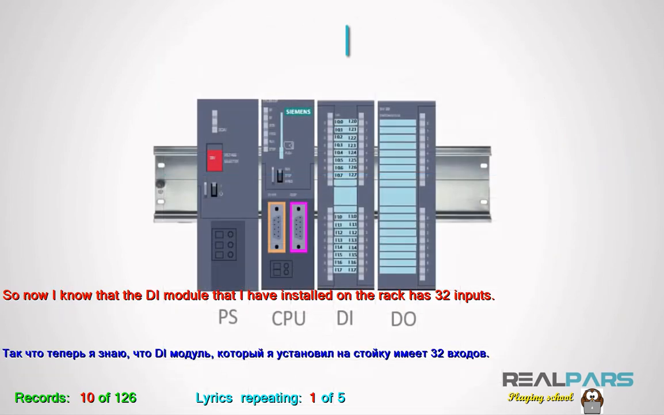So now, I know that the DI module that I have installed on the rack has 32 inputs.